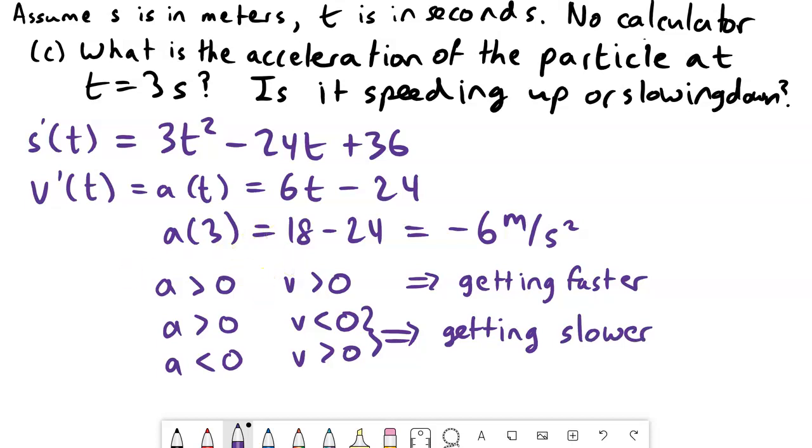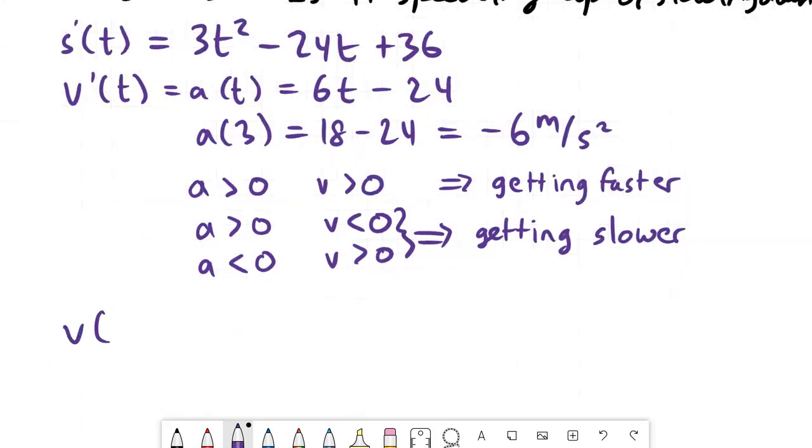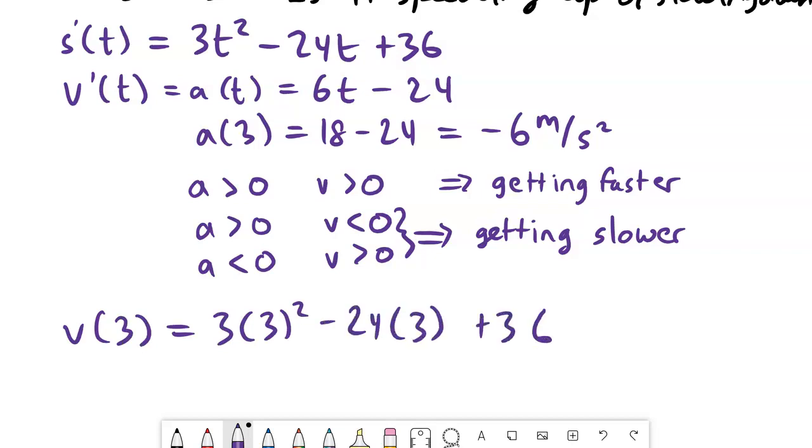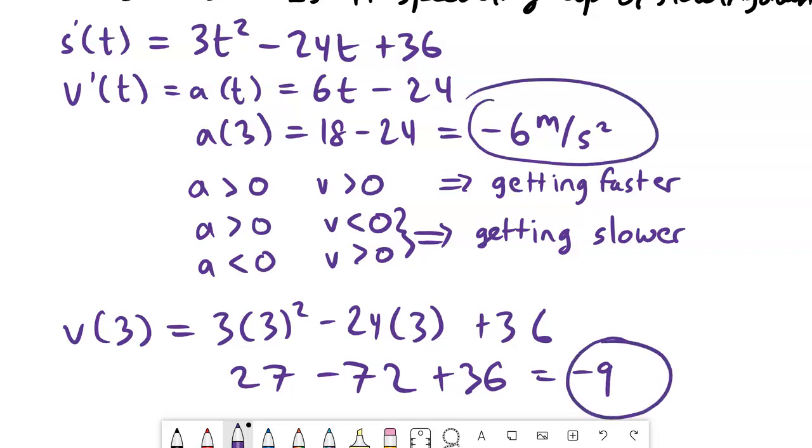I would remember this fact because acceleration is kind of confusing for a lot of people. So we found the acceleration is negative 6, so we also want to find the velocity at time equals 3. What is it? It's 3 times 3 squared minus 24 times 3, which is 27 minus 72, that's negative 45... I remember this being negative 9 from the previous problem. Negative 9. Notice that they are both pointing in the same direction, right? They're both pointing in the same direction, so that means it is speeding up, right? So every second it's going to speed up.